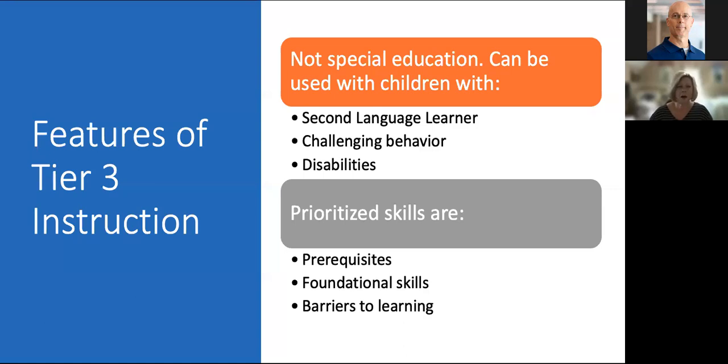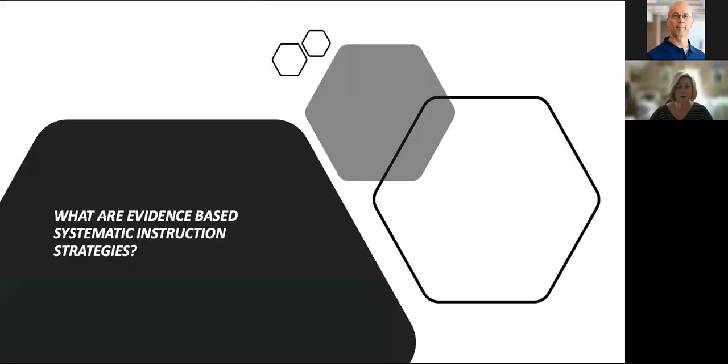And so when we're talking about tier 3, we call these systematic instructional strategies. Systematic instruction are strategies that are much more intentional. They're much more individualized, and they are delivered with greater intensity so that children can learn important prerequisite foundational skills to learning. And so these may or may not be procedures that you have heard of in the past.